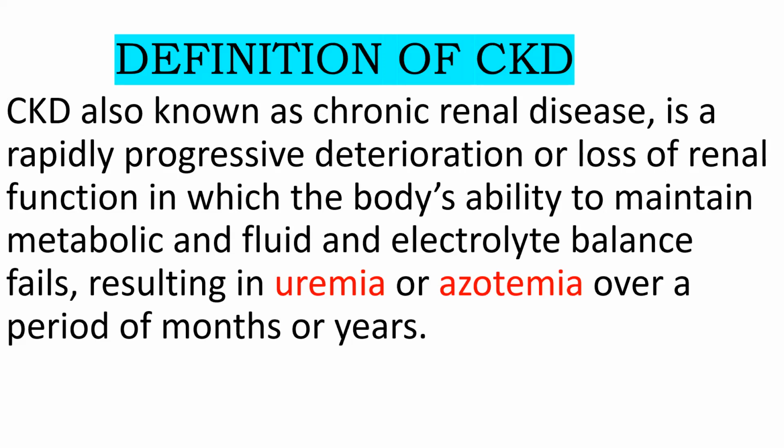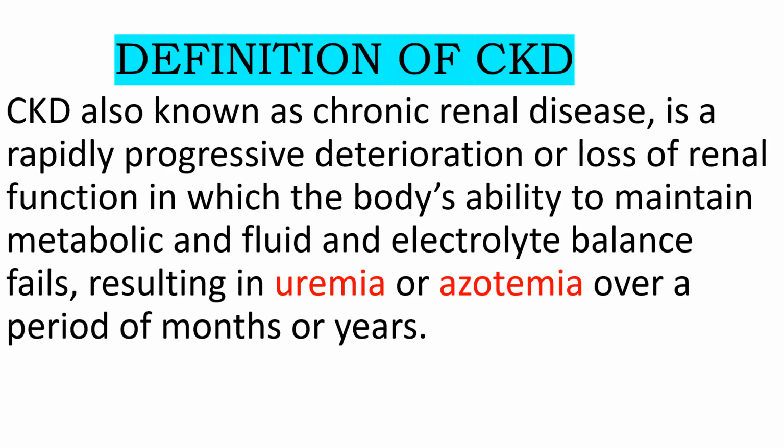It is a progressive deterioration or loss of renal function in which the body's ability to maintain metabolic, fluid and electrolyte balance fails, resulting in uremia or azotemia over a period of months or years. So this definition is very important. You need to memorize it, okay? You need to learn this by heart.